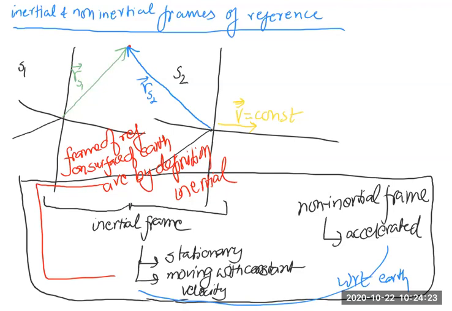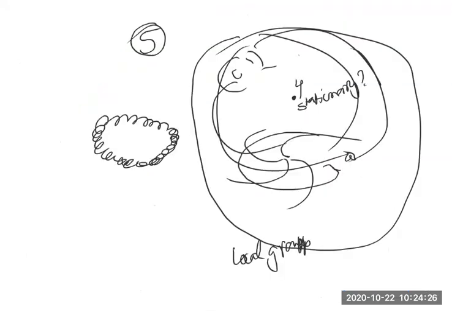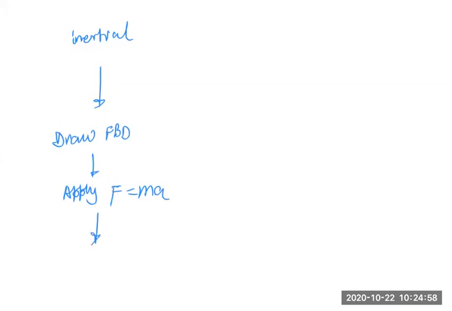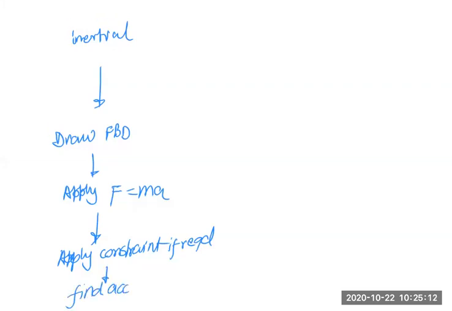Okay, so if we have an inertial frame, right? Then we draw FBD, apply F is equal to MA, apply constraint if required, find acceleration.